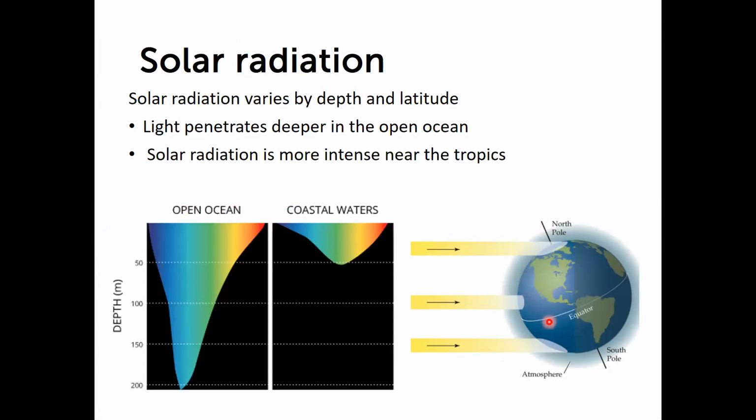So we see a greater solar intensity near the tropics between 20 degrees north and 20 degrees south, and less intense sunlight near the poles above 60 degrees north and 60 degrees south. And then that's going to change seasonally with Earth's rotation around the sun.